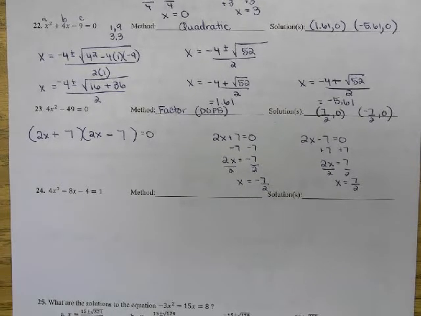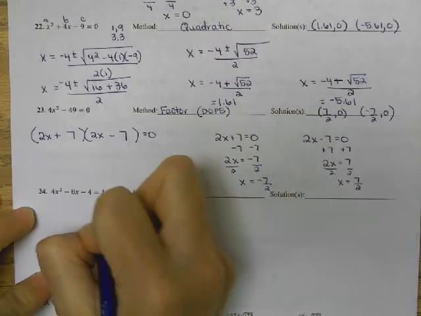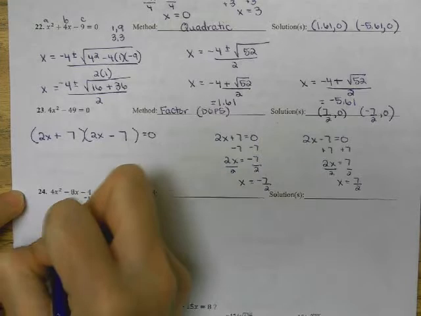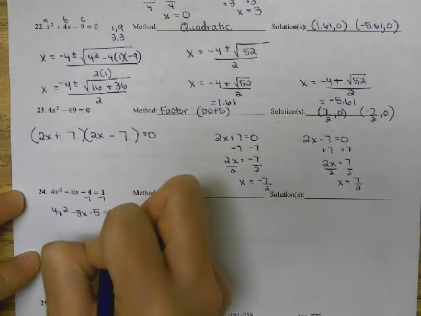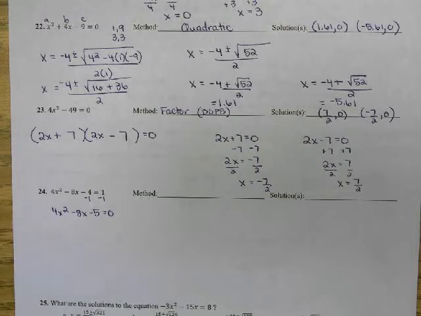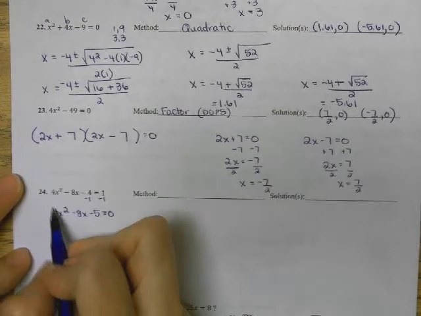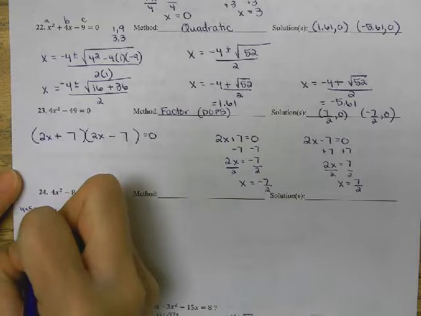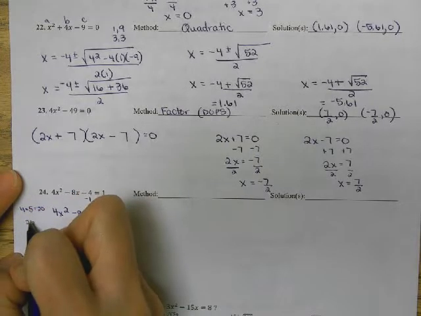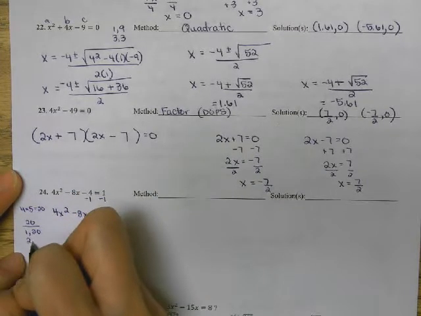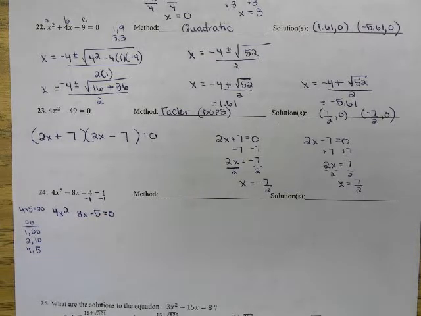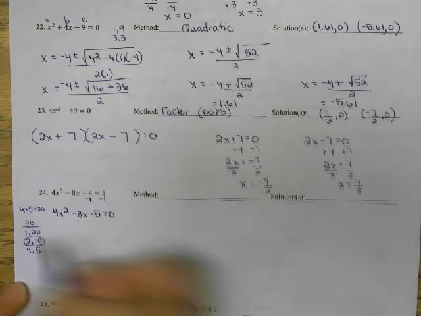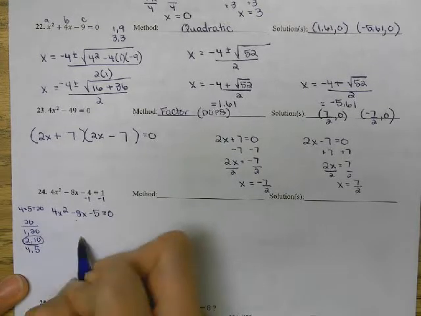Alright, on 24, my equation is not even equal to 0 yet, so I can't do any method. So the first thing I need to do is go ahead and subtract 1 from both sides. So I end up with 4x squared minus 8x minus 5 equals 0. This is a trinomial. I can see if it'll factor, so I have to do 4 times 5, which gives me 20. Now I'm going to list all those factors of 20, and I'm looking for 2 that subtract to give me 8.